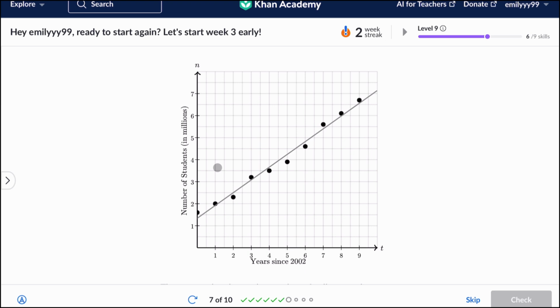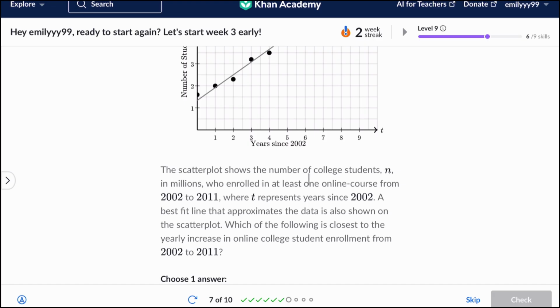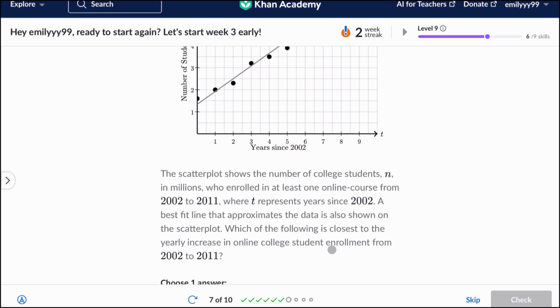Okay, we have a scatter plot here of online course enrollment. The scatter plot shows the number of college students, n, in millions who enrolled in at least one online course from 2002 to 2011, where t represents years since 2002. A best fit line that approximates the data is also shown on the scatter plot. Which of the following is closest to the yearly increase in online college student enrollment from 2002 to 2011?